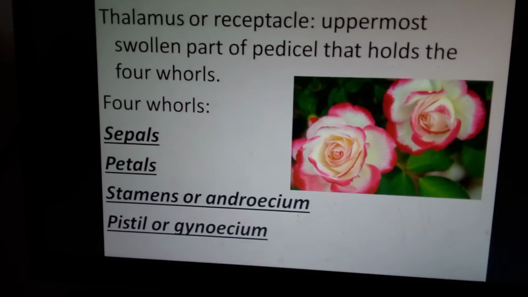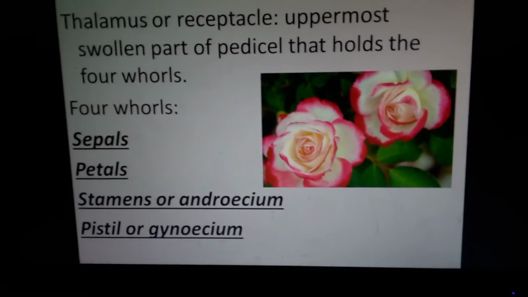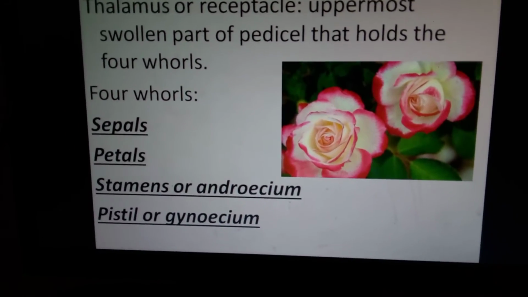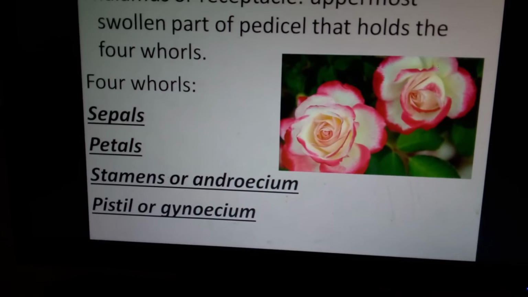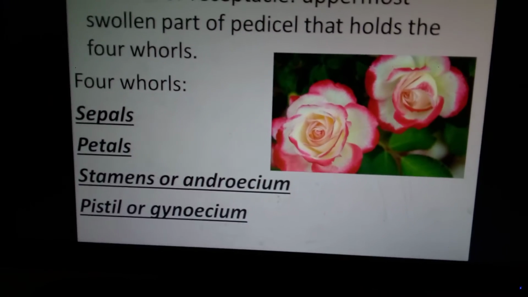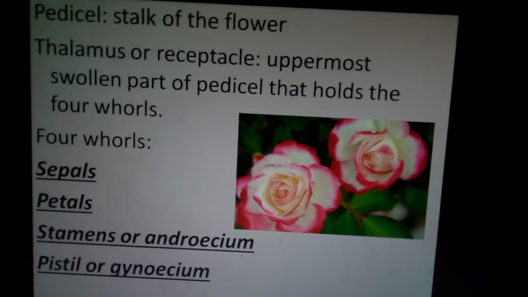Thalamus or receptacle. It is the uppermost swollen part of the pedicel that holds the four whorls. The four whorls are sepals, petals, stamens or androecium, and pistils or gynoecium. The pedicel is called the stalk of the flower.